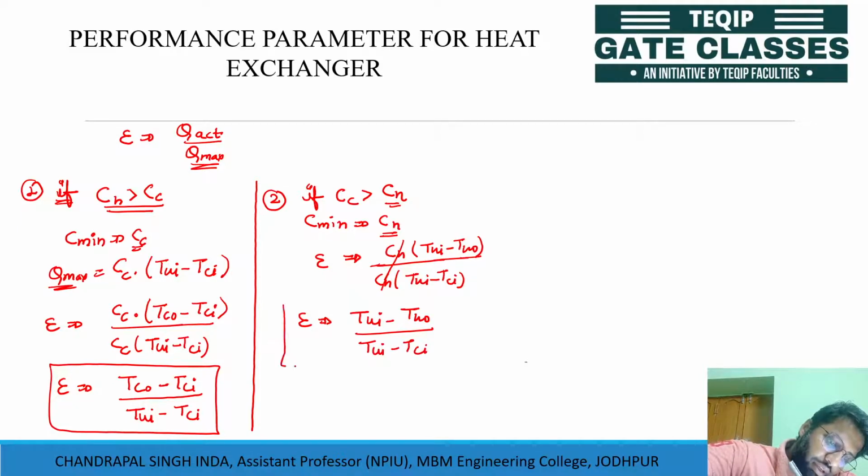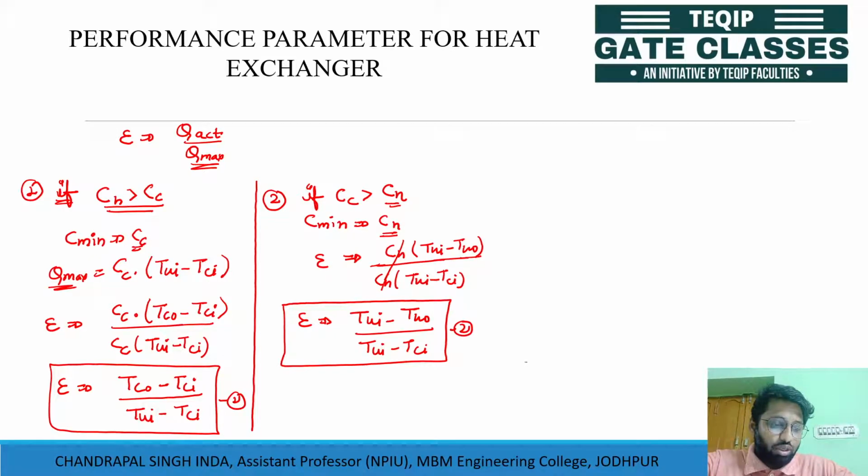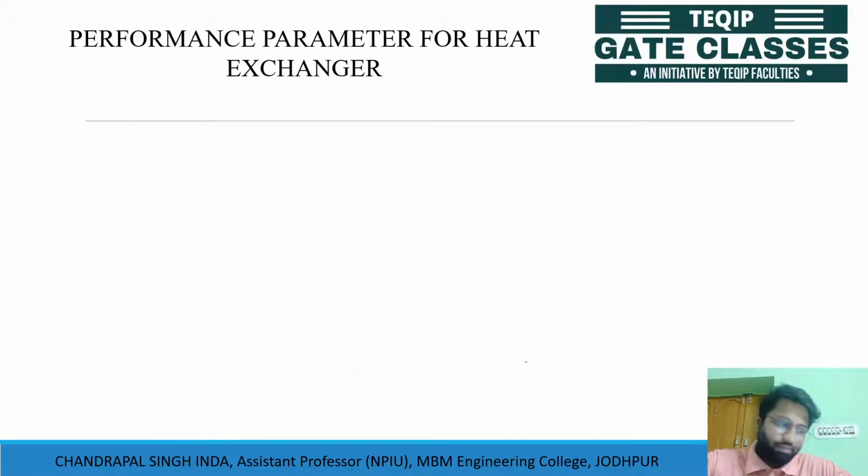equal to T hot inlet minus T hot outlet divided by T hot inlet minus T cold inlet. So in both these terms, equation number 1 and equation number 2, it is required to know the outlet temperature of either the cold fluid or the hot fluid if we need to find the effectiveness of the heat exchanger. There is another method to find the effectiveness of the heat exchanger when we know only the inlet temperatures of the hot and the cold fluid. This technique is known as the number of transfer units method, or NTU method, for effectiveness of the heat exchanger. So let's find the effectiveness by NTU method.